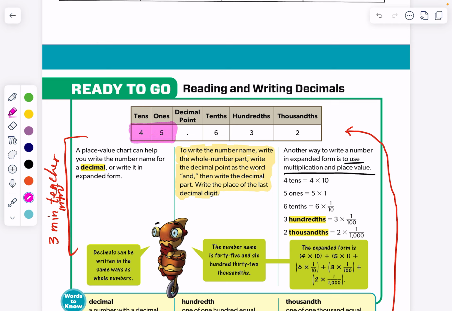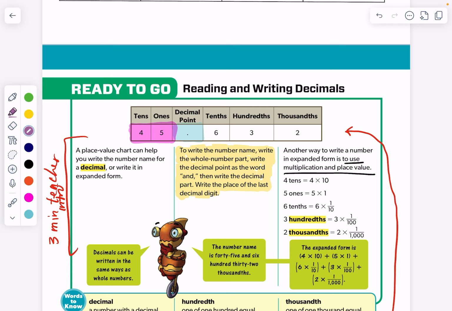So you want to ask students, how do we say the number that's before the decimal? Students will say, 45, okay? Then it says, write the decimal point as the word and. So we're not going to say points. We're not going to say decimal. We're going to say and whenever we see the decimal point.